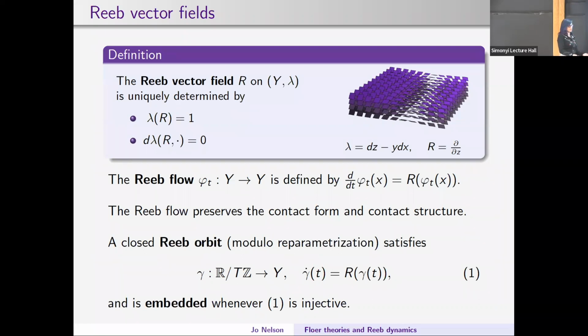And in the symplectic or contact realm, T is often said to be the action of the Reeb orbit. So you would get it by just integrating lambda along gamma, and you would get your big T. And then we want gamma dot to be equal to R of gamma. And we'll say that a Reeb orbit is embedded whenever this map is injective. It turns out when we build some of these homology theories, sometimes we want to just care about the embedded orbits. Sometimes we want to care about their iterates, but we want to be able to distinguish an embedded orbit from a multiply covered one.